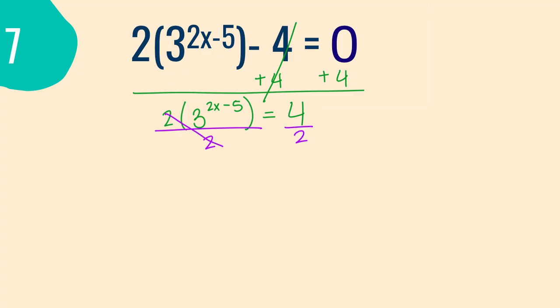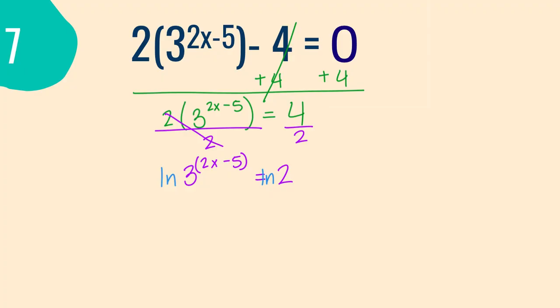2's are going to cancel out. I'm going to have 3 to the power of 2x minus 5 equals 2. Okay. Now can I get the same base here? No. So I'm going to go ahead and use my ln.